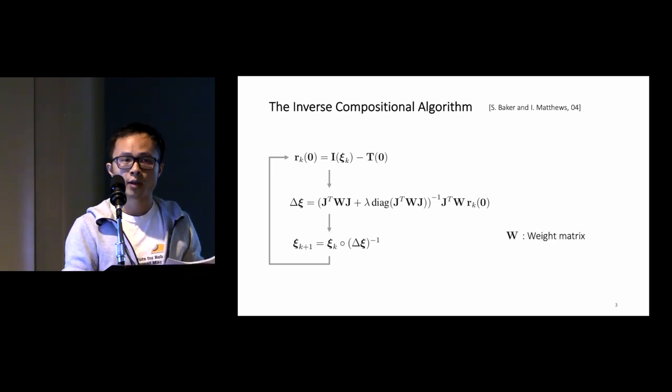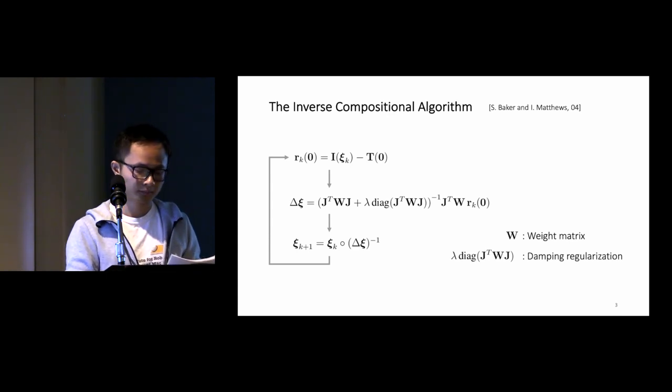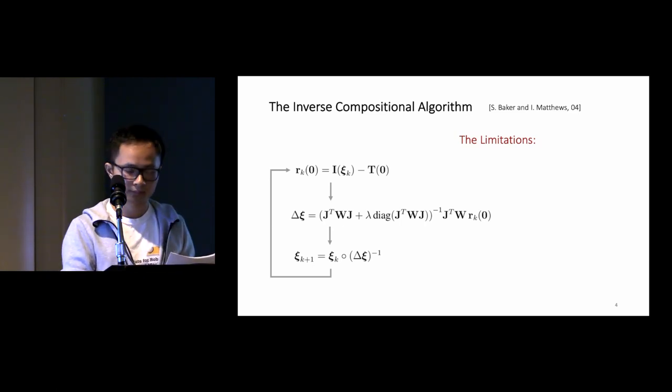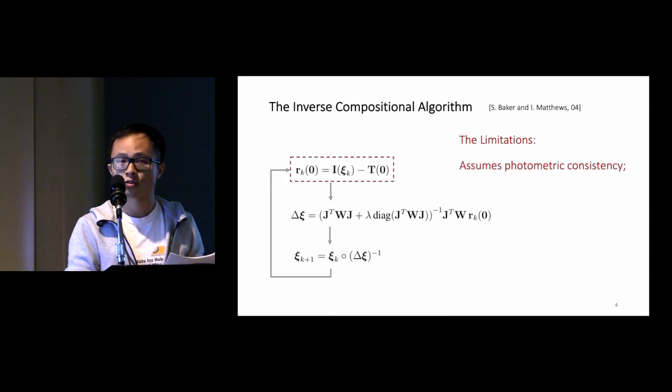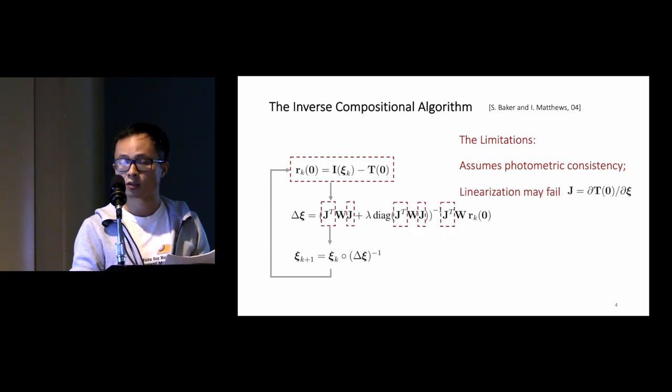We often use a weight matrix to cope with the influence of outliers. We also often add a damping regularization to cope with bad initialization. Despite being popular, the inverse composition algorithm has a number of important limitations. The objective assumes photometric consistency, which may not hold in practice. High-frequency noise or textures may break the linearization step and make the resulting Jacobian less informative.